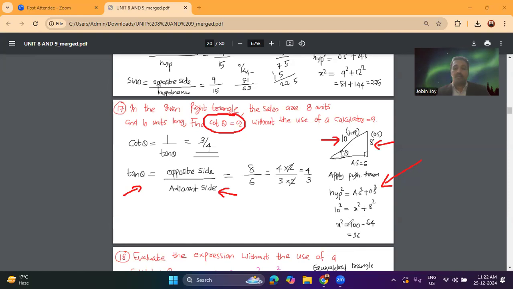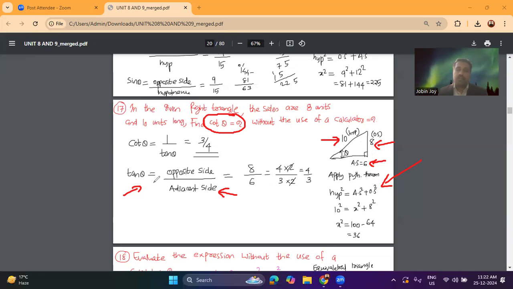So adjacent side, then I will take the square root so that you will get the value of x. So the value of x is 6. So adjacent side is 6. Now I have all the three sides. Hypotenuse is 10, opposite side is 8, adjacent side is 6.